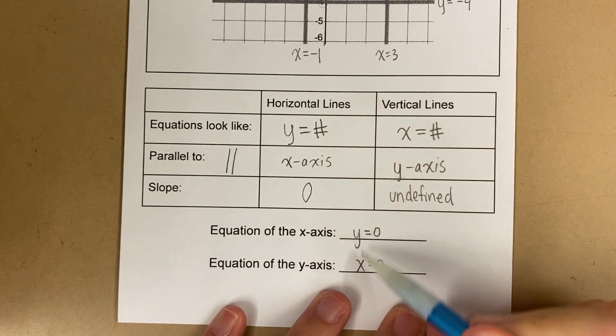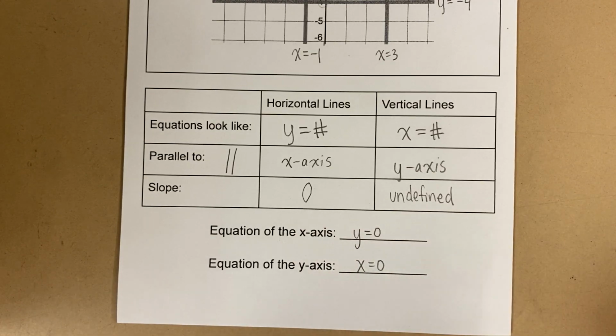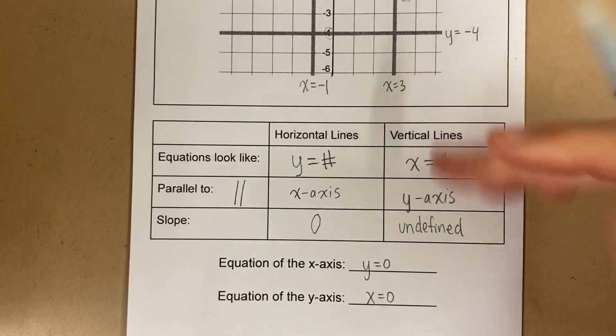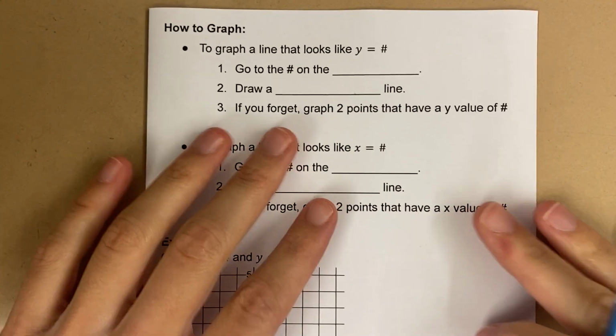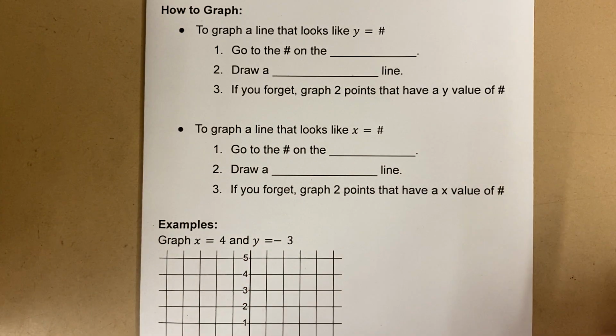So again, this is a point of confusion because it seems like the letters are flipped. But again, it's just based on our observations of this graph. Okay. So if we're being asked to graph a line, here's the deal.